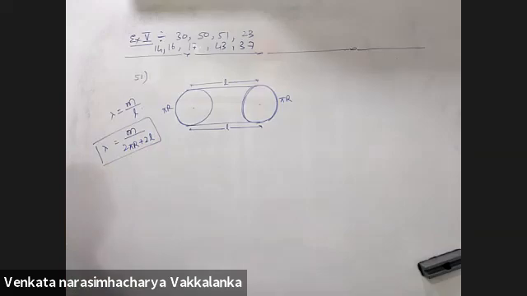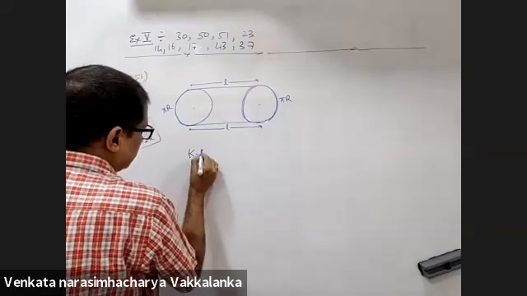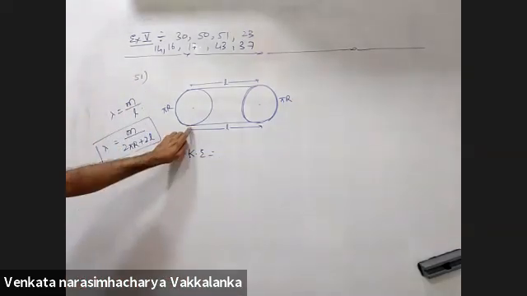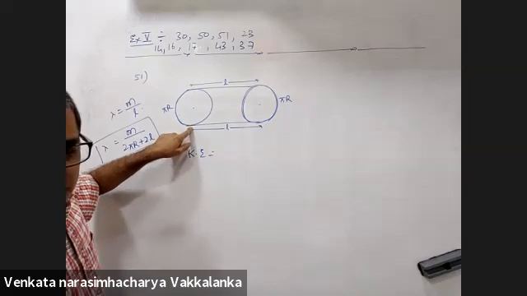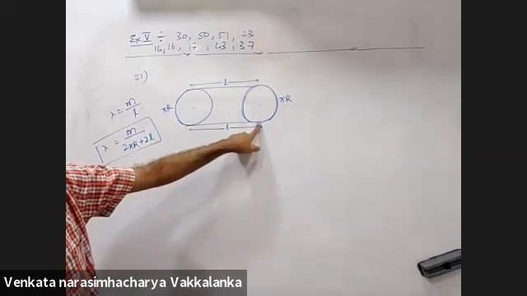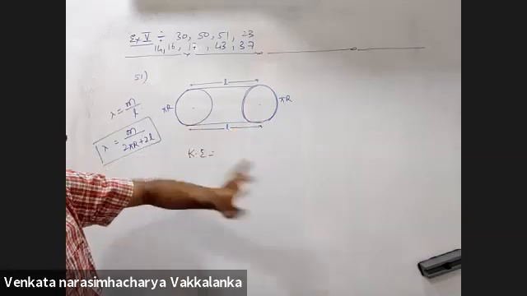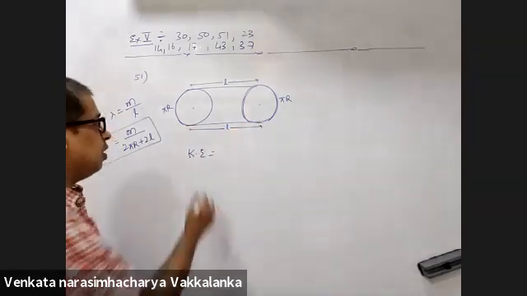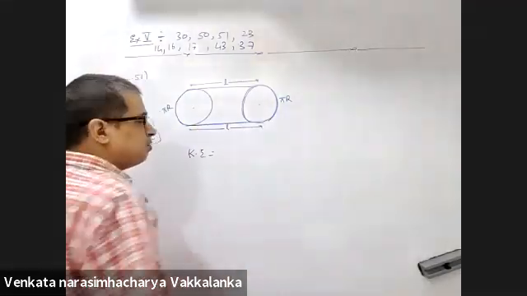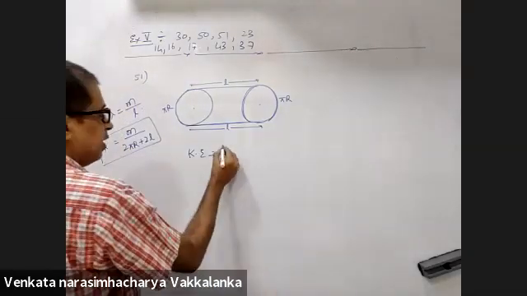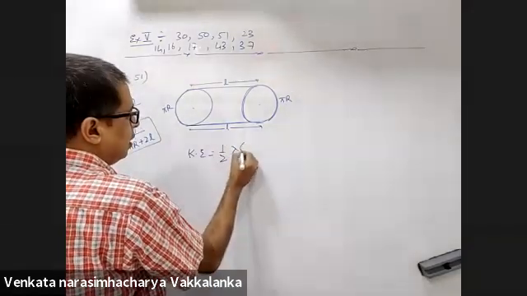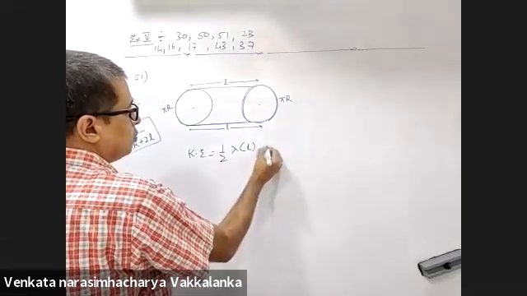First point. They want the kinetic energy of this when it is rolling. This velocity will be 0. Both the ends are at 0 velocity when it is rolling. Obviously, this will have 0 velocity. So the kinetic energy is half lambda L into 0.